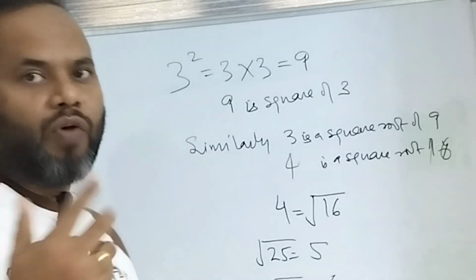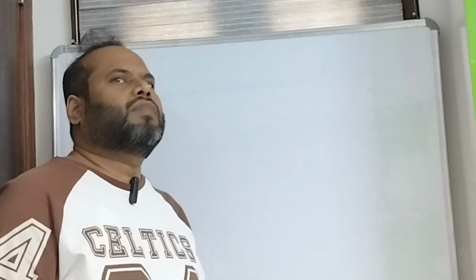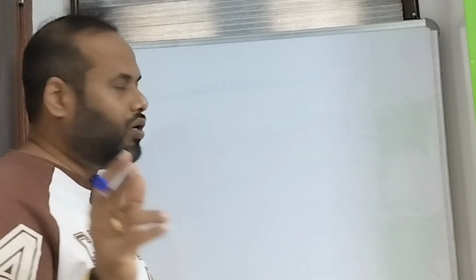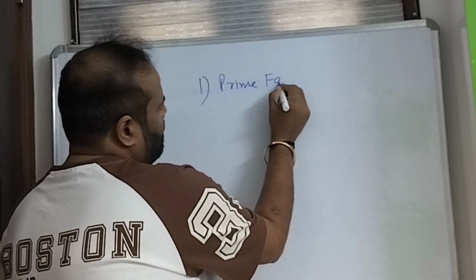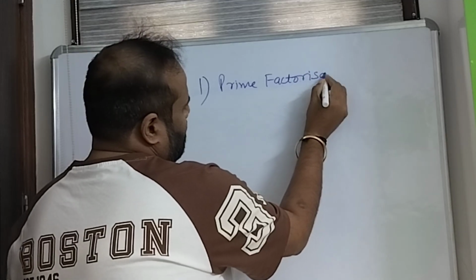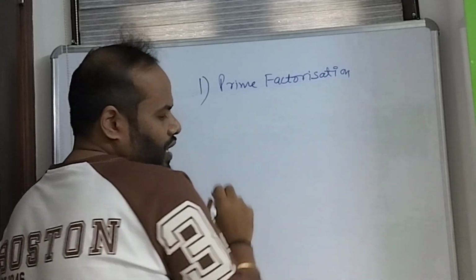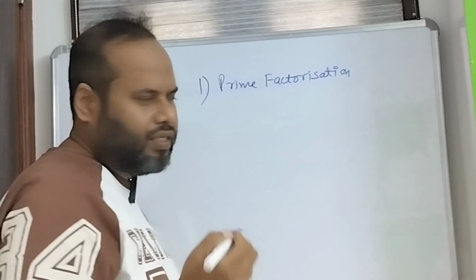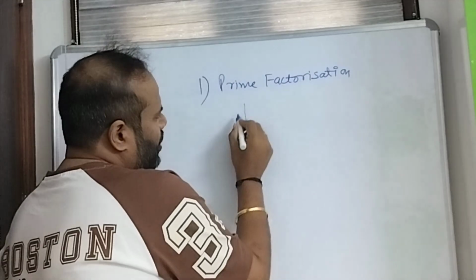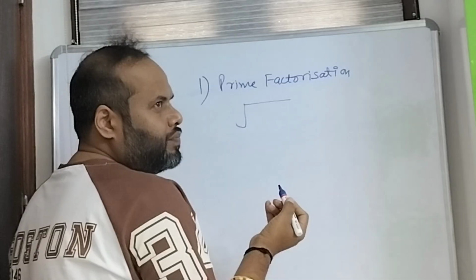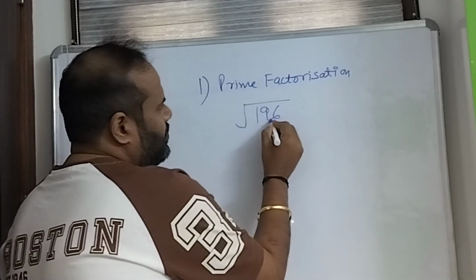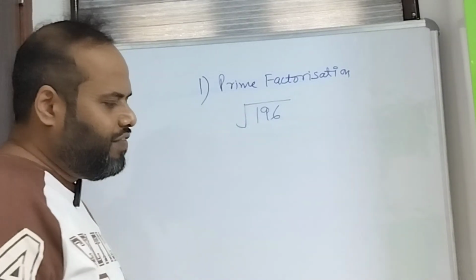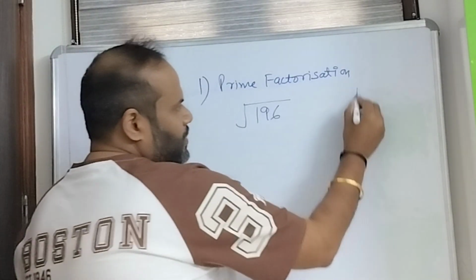How to calculate square roots? Now there are 3 main methods for finding square roots. The first method is prime factorization. Now what is the prime factorization method? For example, if I have to find out the square root of, let's say, 196, what I will basically do is factorize 196.